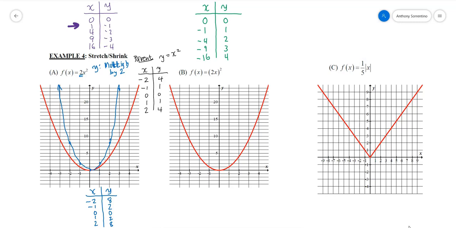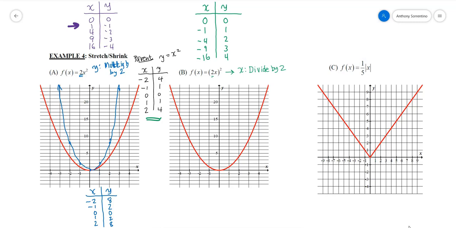Whereas this next one, I'm still starting with the same parent function. This is telling me that it's occurring inside a parenthesis, so it's a horizontal transformation. So it's going to affect the x's only. And this is showing a multiplication of 2. This tells me that my x's are going to be divided by 2. It's always the opposite operation inside the parentheses.